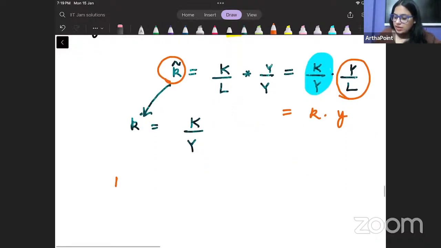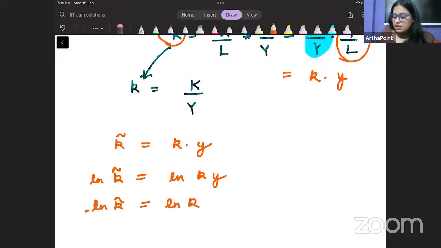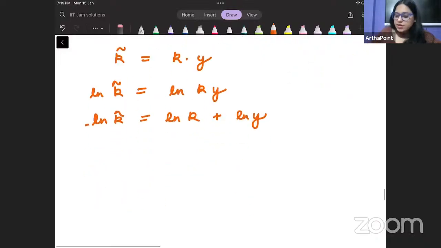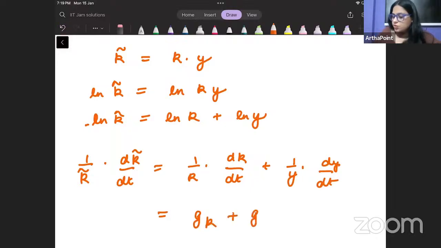So I know that k curl is equal to k into y. So we can say that if I take log on both sides, ln k curl will be ln ky. So now just open this up. Ln k curl will be ln k plus ln y. And just find out the growth rate. So 1 by k curl dk curl by dt is equal to 1 by k dk by dt plus 1 by y dy by dt. बेटा ये हो गया ग्रोथ रेट ऑफ k और ये हो गया ग्रोथ रेट ऑफ y और ये हो गया ग्रोथ रेट ऑफ k कर्ल.